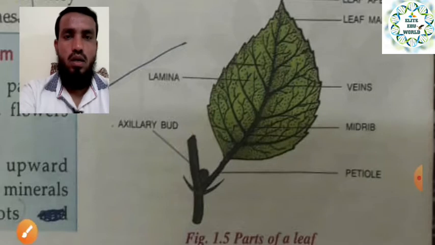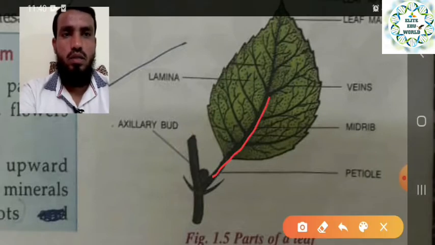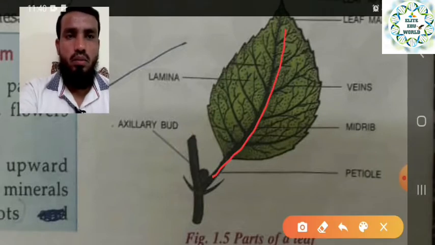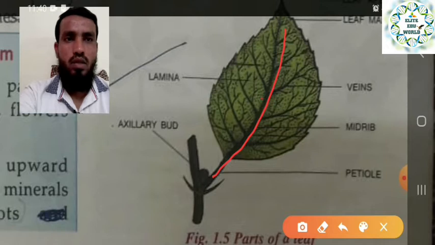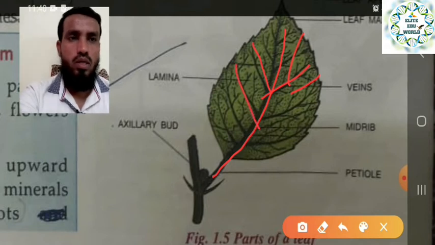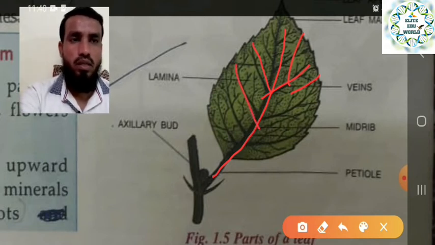This is growing, or it is passing from the middle, that is why it is called the midrib. It is also allowing the movement of the water and food. Then it has further branches arising from the midrib to provide water to each and every part of the plant, that is called the veins.